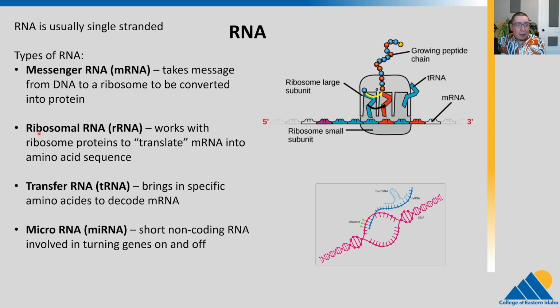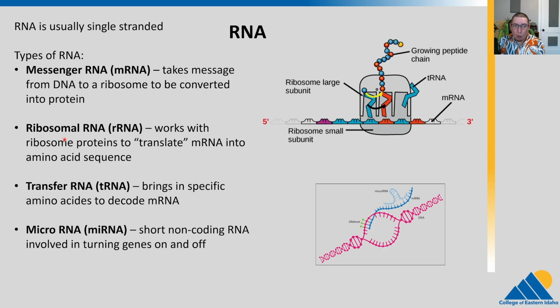One of them is called ribosomal RNA, or rRNA. The ribosome is a mixture of this ribosomal RNA and protein, and it works to translate the mRNA. So it's part of the mRNA translation machinery, what we call a ribosome. The ribosome is part rRNA, part protein, and it's going to take the mRNA and translate the message there.